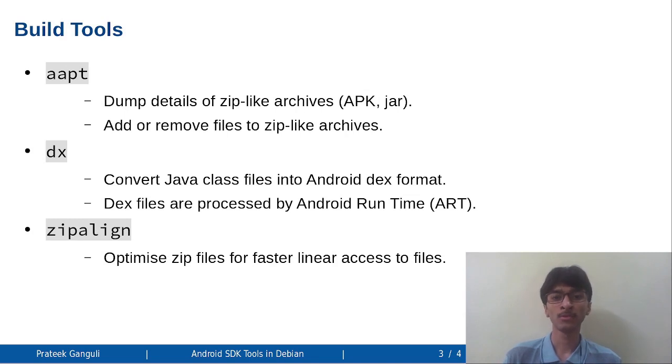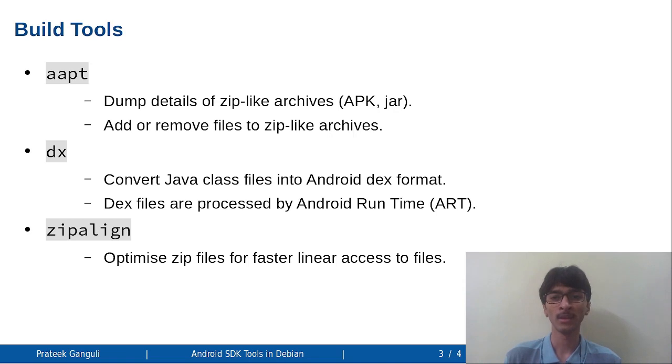Moving on to build tools, there are several tools in that category, but the most important ones are perhaps the following. AAPT, short for Android Asset Packaging Tool, is used to modify app files or APK files, which are essentially zip files with a specific internal arrangement of files. It can be used to modify the asset files of an app, package, or just display all sorts of information regarding them.